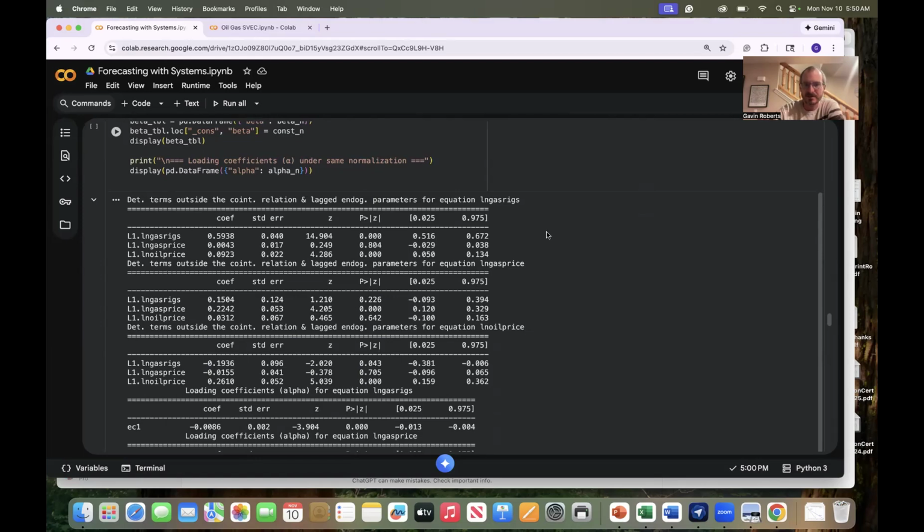So this is the ln gas rigs equation. What does it respond to? Well, lagged ln gas rigs, it responds to. Lagged oil prices, it responds to. So gas rigs respond to both lagged gas rigs and lagged oil prices.